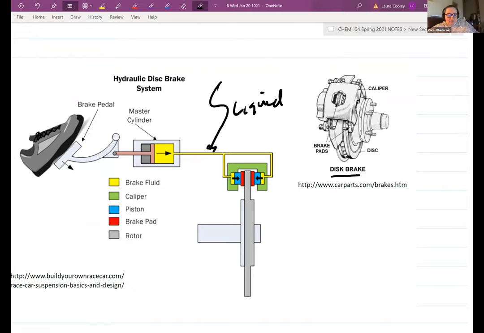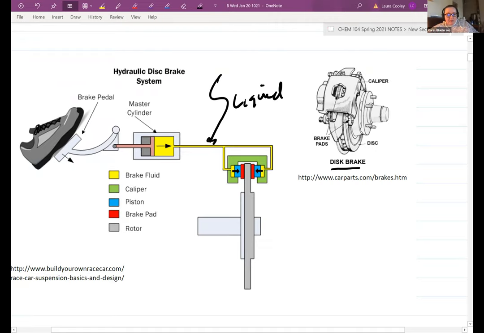Sorry, so basically you would say that the brake fluid acts as the pressure mechanism?